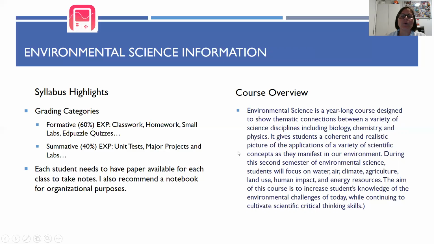This is how we study how everything in the environment impacts life on Earth. Right now we're doing resources, renewable and non-renewable. You can ask your child about what that means. And we're going to talk about how water, air, climate, agriculture, and land use impact how we function on Earth, and how our impact is having either a positive or negative influence on the Earth itself through pollution and using up our resources.